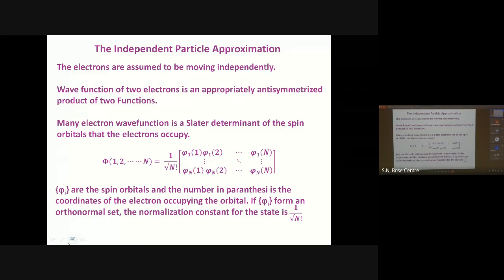But then electrons being fermions, they also have to obey the Pauli exclusion principle. If they have to obey the Pauli exclusion principle, then the wave function can only be written as a Slater determinant. One of the ways of writing it is this one, where the phis are all the spin orbitals, so they contain spin as well. The 1 upon root n factorial is a normalization constant, and this is the Slater determinant that you write down for the independent particle approximation.